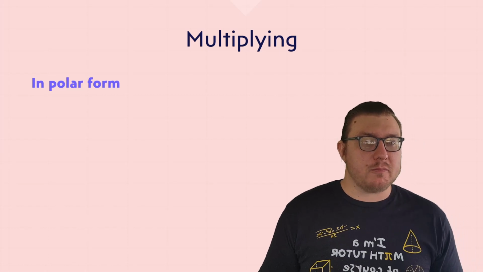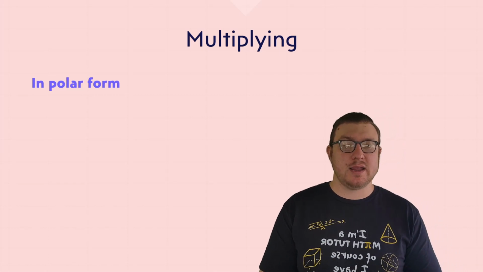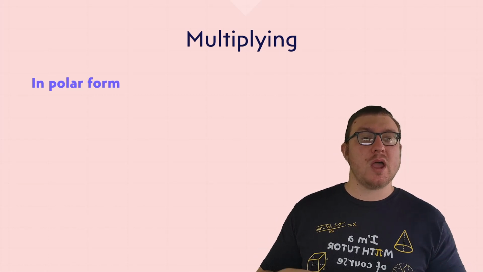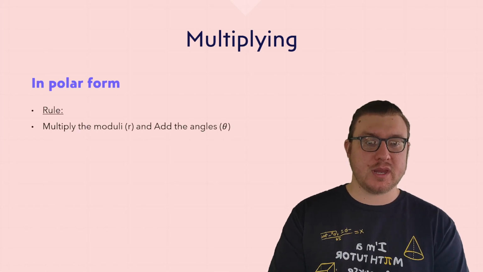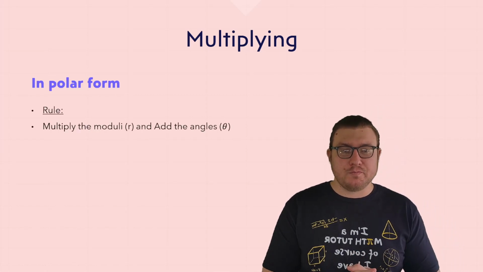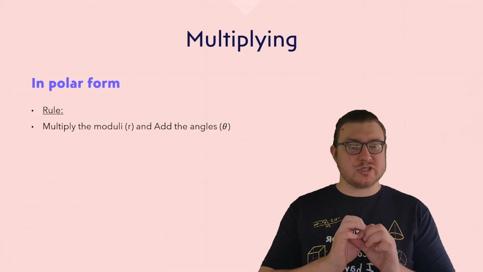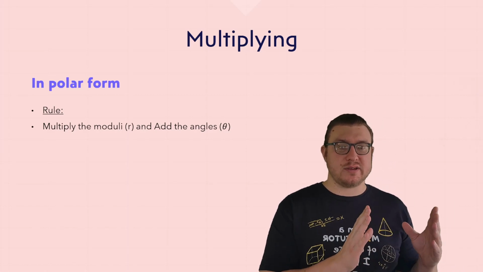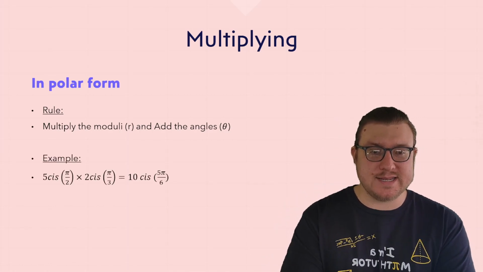What about polar form? Well, polar form is actually quite easy to multiply. Unlike adding and subtracting, which we never do in this form, we want to actually multiply and divide in this form. Let's have a look at the rule. Multiplying the moduli. That is what we do. We just multiply the r value and then we add the angles together. Well, let's have a look at an example. It is as easy as that.